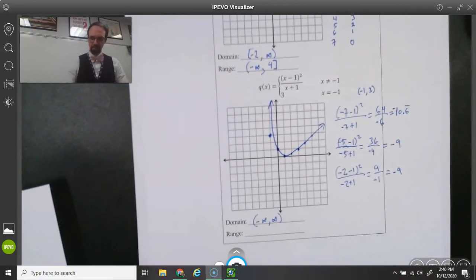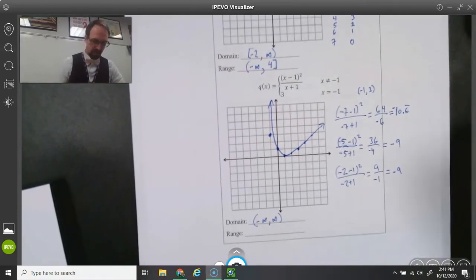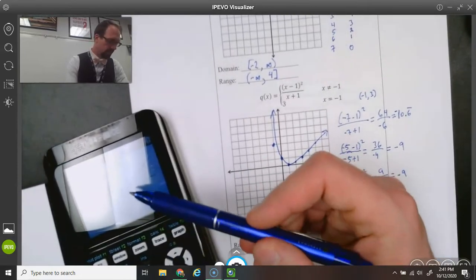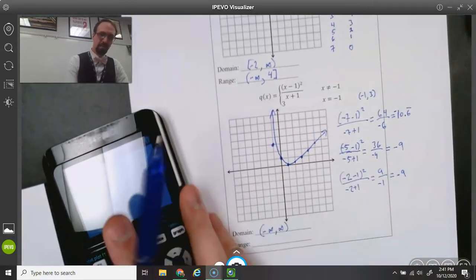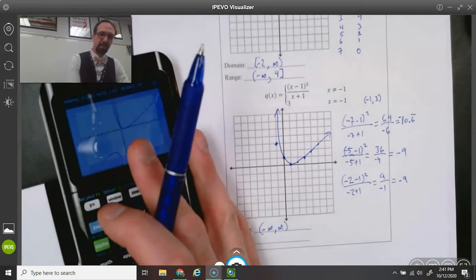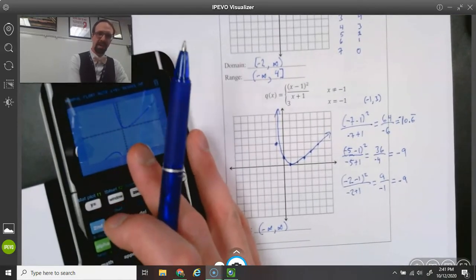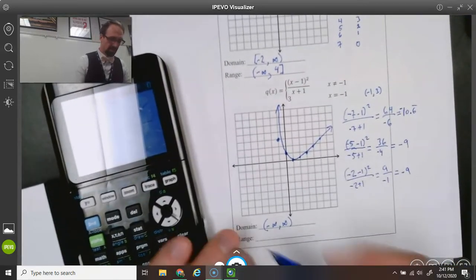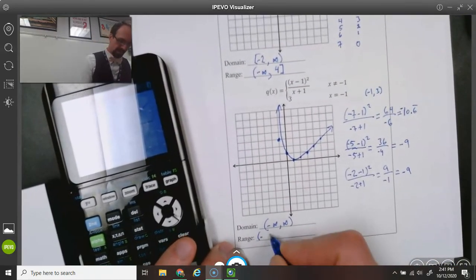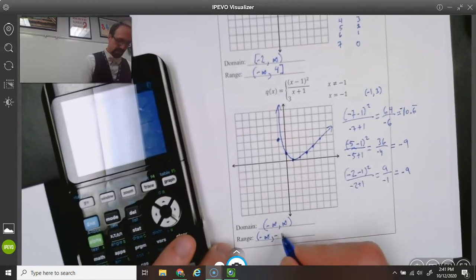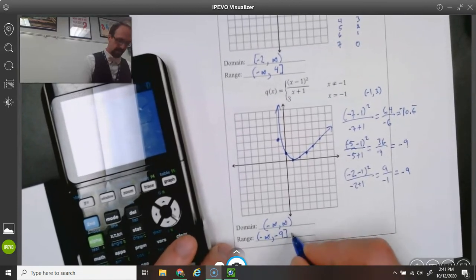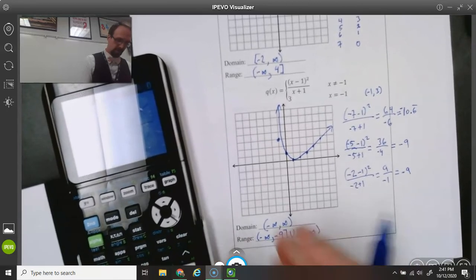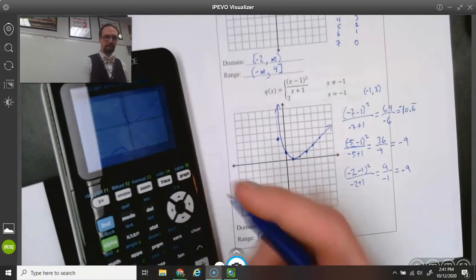And then it's maybe difficult to see here, but for these values, we don't have anything between that -9 value and 0, non-inclusive. So for our range, we're going to go from -infinity to -9 inclusive, union 0 inclusive to infinity. So we're not going to have these values here.